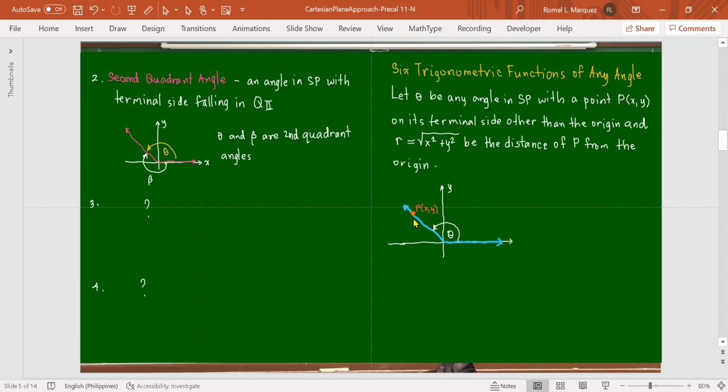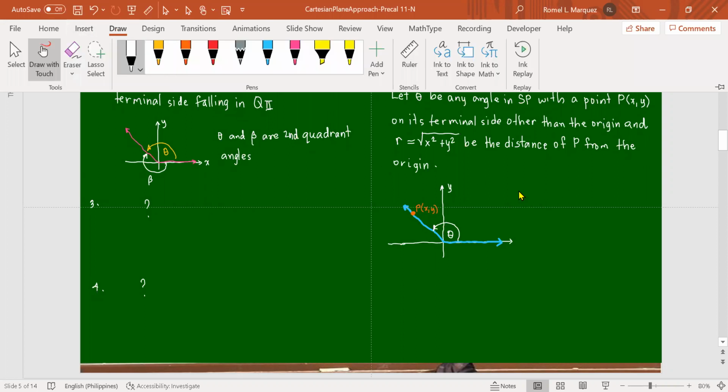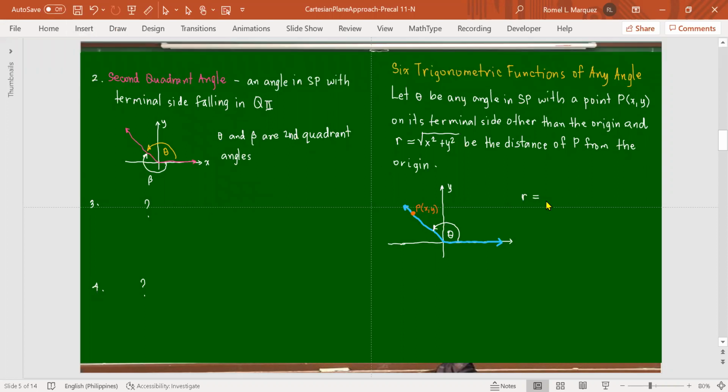So we say that this is the radius, we call that radius or simply R. R is equal to the square root of X squared plus Y squared. Now, is R possible to be 0, guys? Yes or no? Is R possible to be 0?